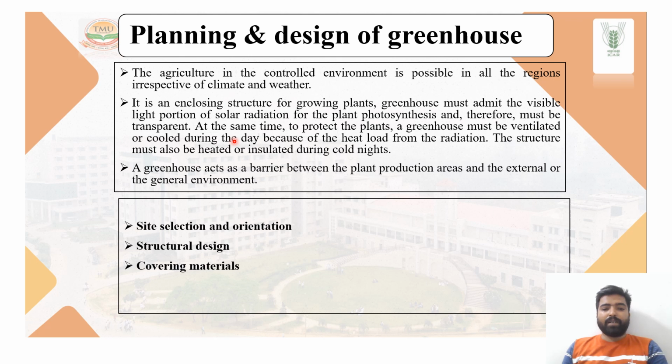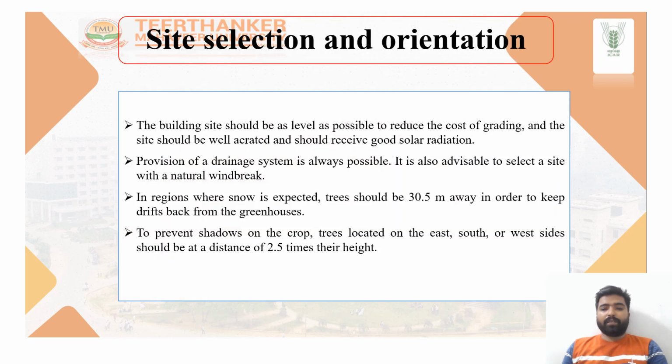Greenhouse must be ventilated or cooled during heat load from the radiation. The structure must also be heated and insulated during cold night. A greenhouse acts as a barrier between the plant production area and the external or general environment. First is the site selection and orientation. Second is the structural design. Third is the covering material.